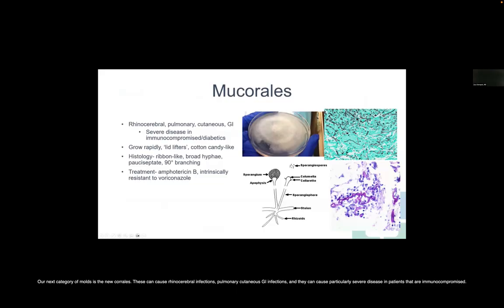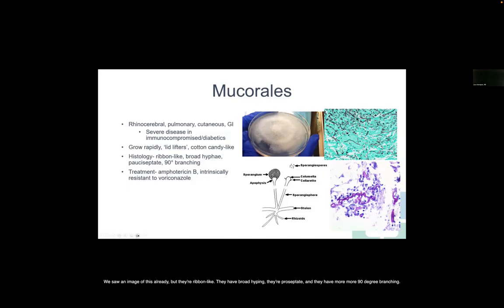Our next category of molds is the Mucorales. These can cause rhinocerebral, pulmonary, cutaneous, and GI infections, and they can cause particularly severe disease in patients that are immunocompromised or diabetic, and they are angioinvasive. They track along nerves, and they typically stain better with PAS rather than GMS. They grow very rapidly. They lift the lid of the plate, and they have this cotton candy-like appearance.